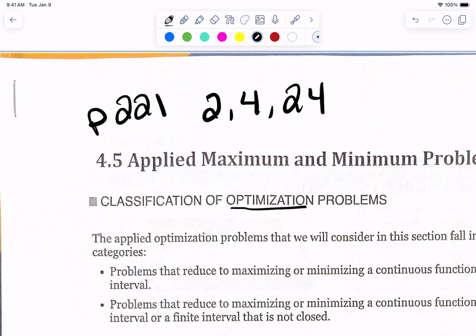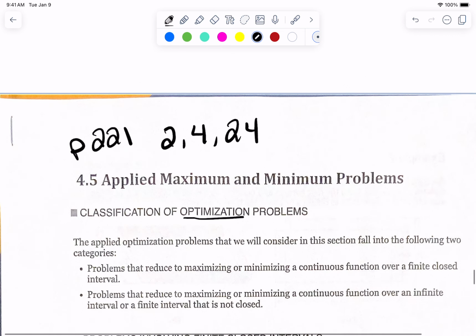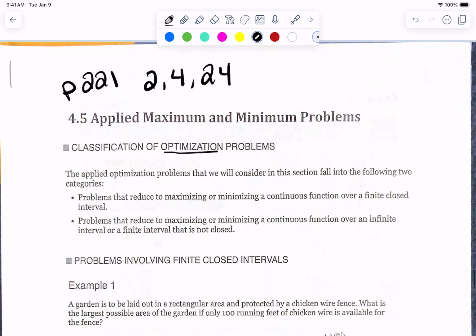So usually you're given this many feet of fence, and you position the fence in such a way that your square foot of area is the biggest. So you're trying to maximize the area while minimizing the perimeter, or maximizing the volume while minimizing the surface area and that type of thing.